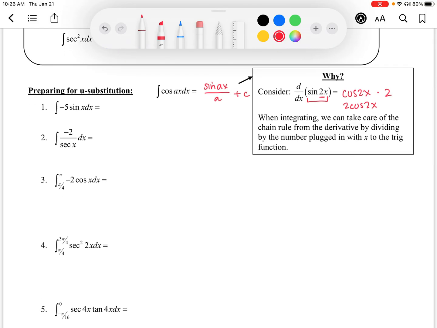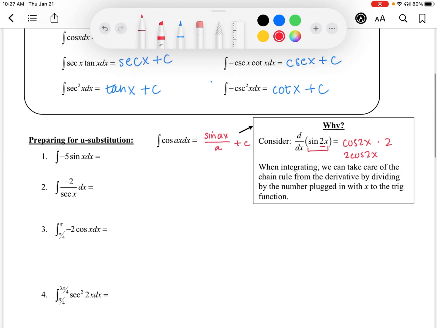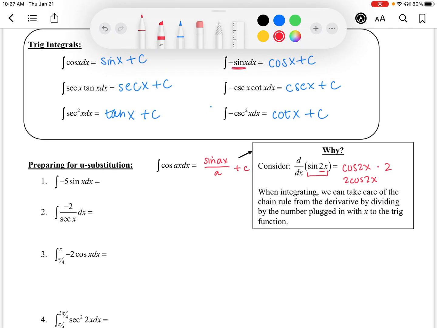Number one right here, we have the integral of negative 5 sine x dx. The integral of sine is negative cosine, and I've got a 5, so this is going to be 5 cosine x plus c.